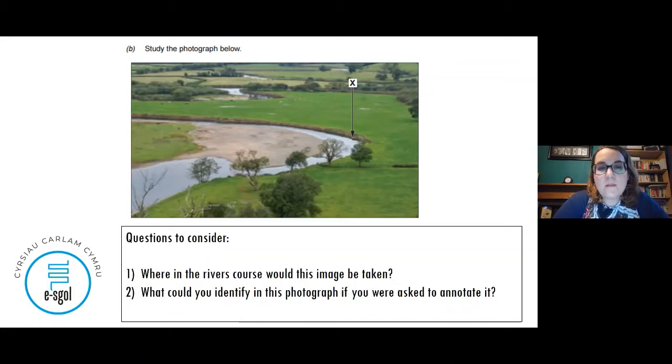Okay, so where in the river's course would this image be taken? We are looking at a meander here. So as a result of this, this would be the middle course of our river.